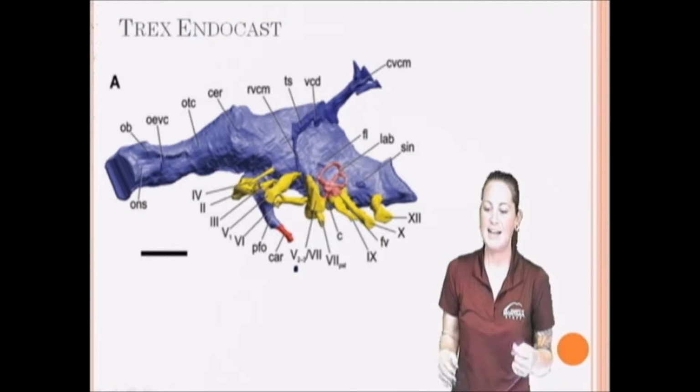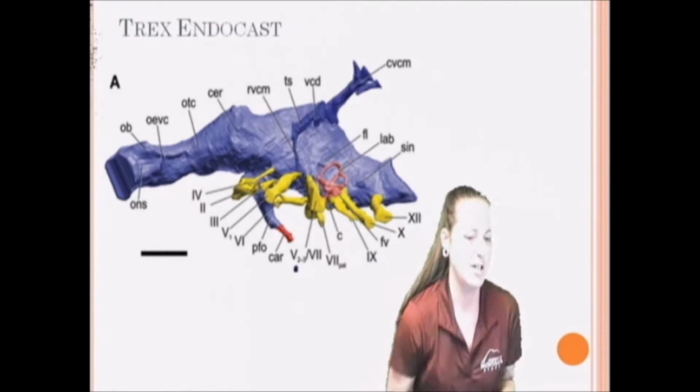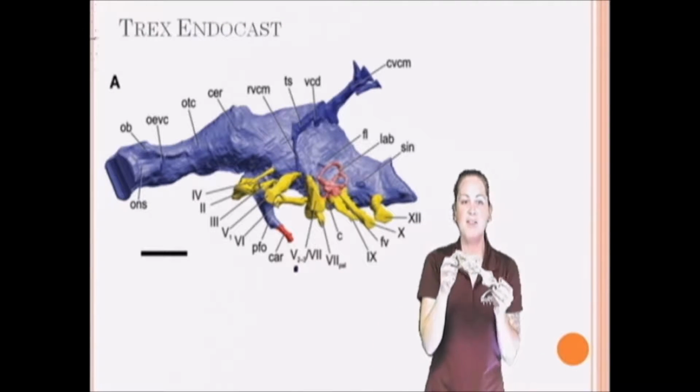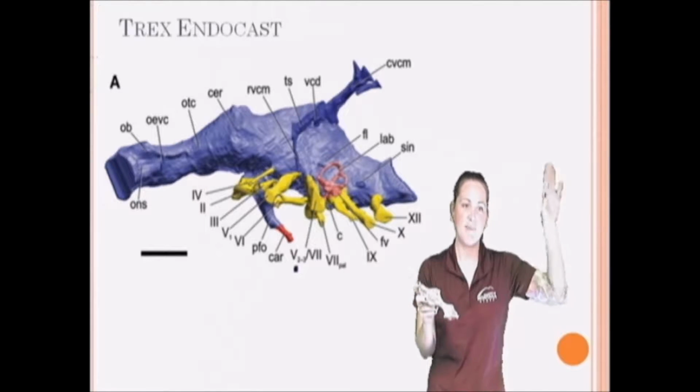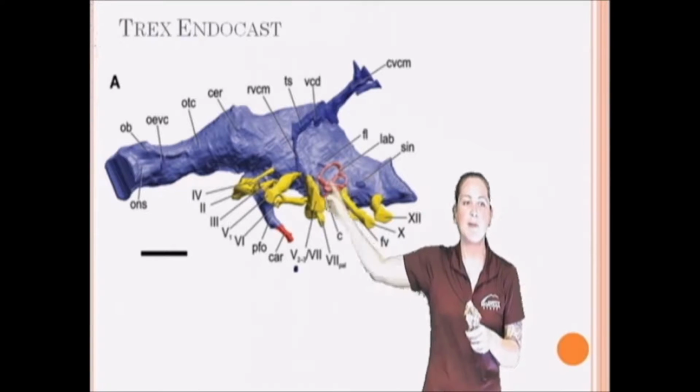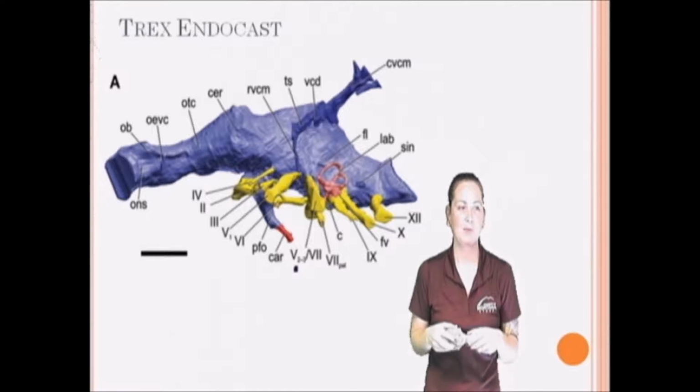The next thing we're going to look at is T-Rex's endocast. I'll just hold this up here. So this is an endocast. This is a man-made endocast from T-Rex, and I've got a CT scan version blown up here, and we're going to kind of walk through this.